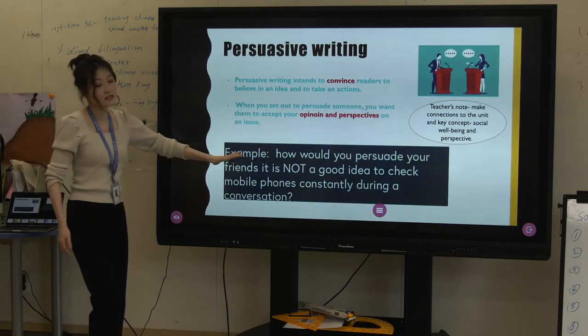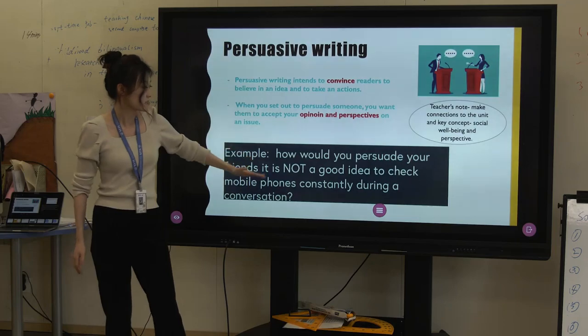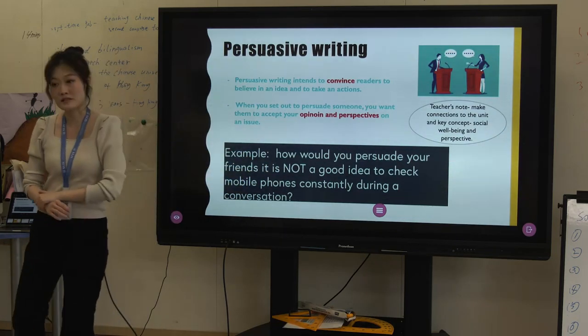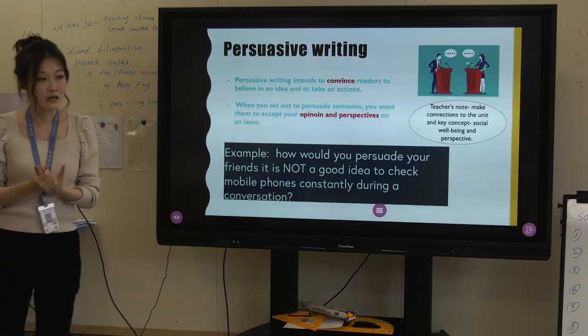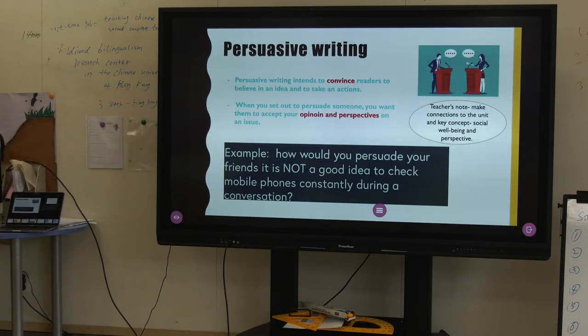So let's look at this example here. How would you persuade your friends it is not a good idea to check mobile phones constantly during conversation? Can you try to make some connection to social well-being, the topic we talked about in the classroom before? Do we need to write it down, or can we just answer? Yeah, just answer it.